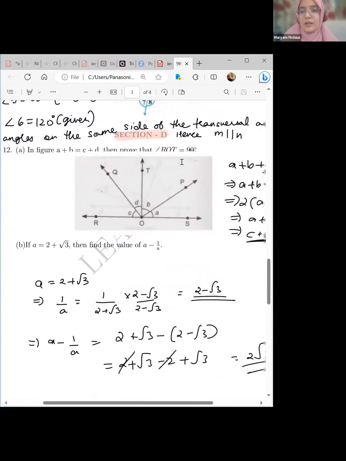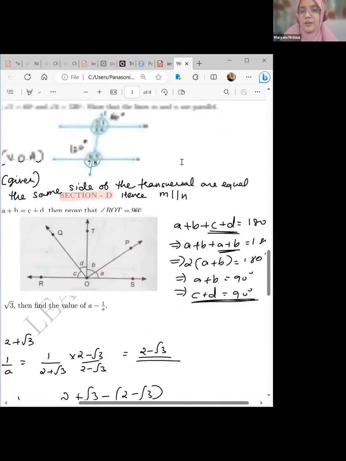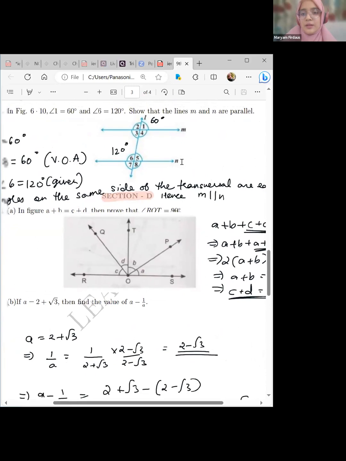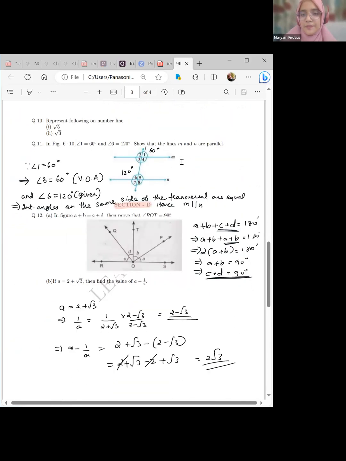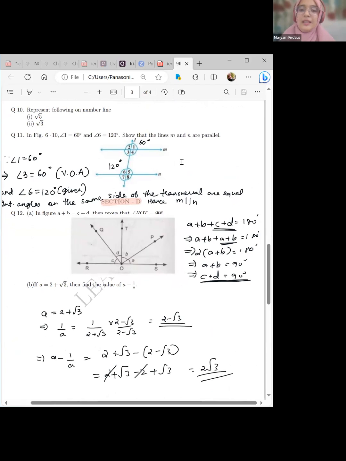The 12th one, kindly look at it, all of you. So in this figure, they are giving you that A plus B is equal to C plus D. You have to show that angle ROT is 90.